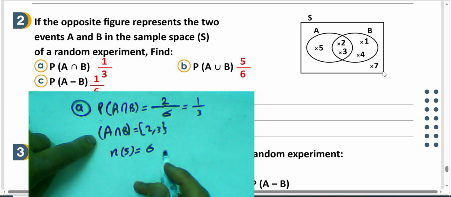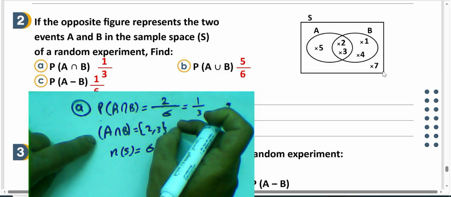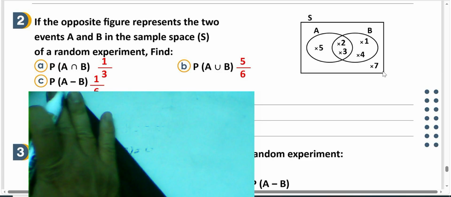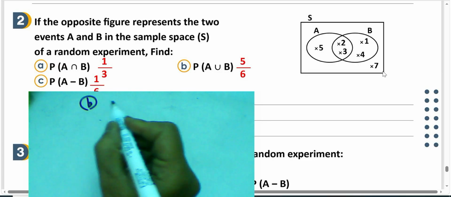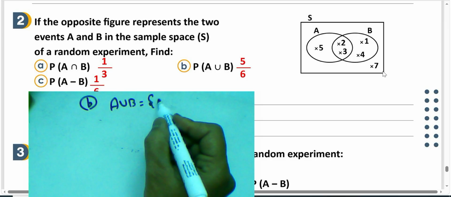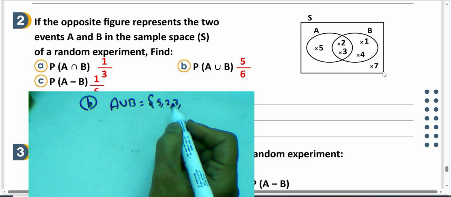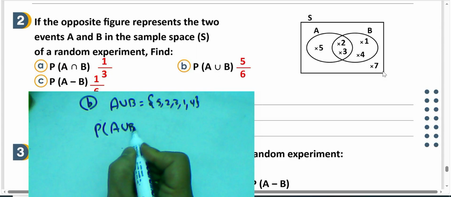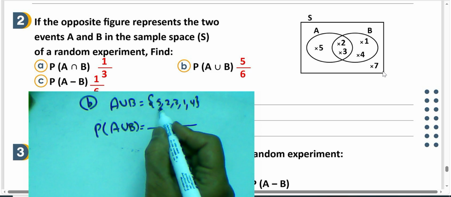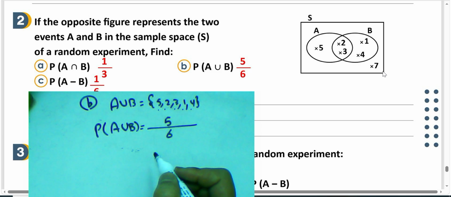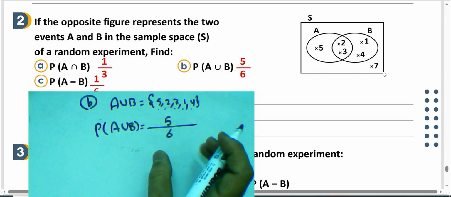The number of elements here, we have 2 digits over 6 digits, the number of elements in the sample space, and the result will be 1 over 3. And letter B, we want to find A union B. A union B here we have 5, 2, 3, 1 and 4. So the probability of A union B, we can write the number of elements here, 1, 2, 3, 4, 5, divided by the total number in the sample space, we have 6 digits.